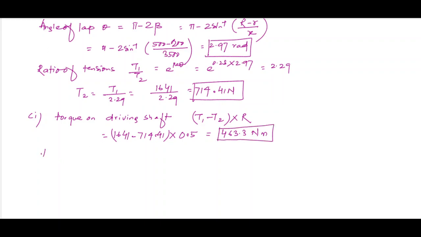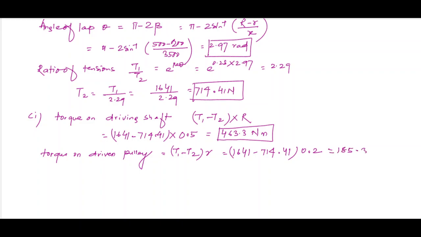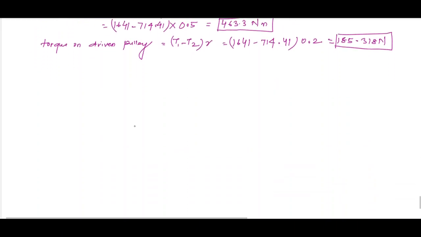Now torque on driven pulley is T1 minus T2 into small r. So 1641 minus 714.41 into 0.2. So this will give you 185.318 Newton meter. Okay, next question was power transmitted.